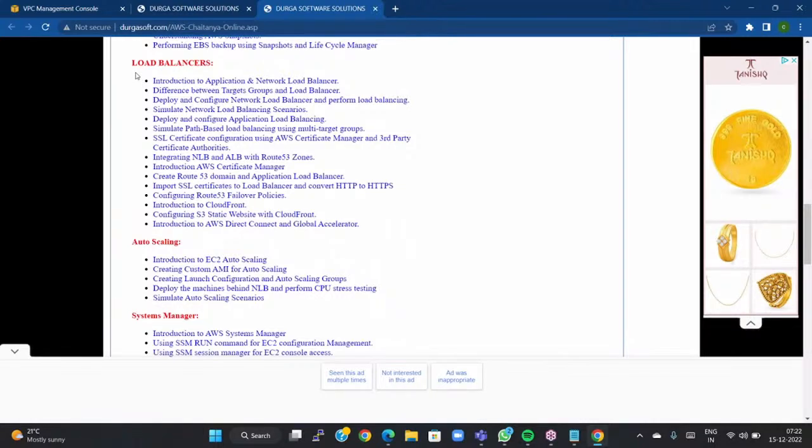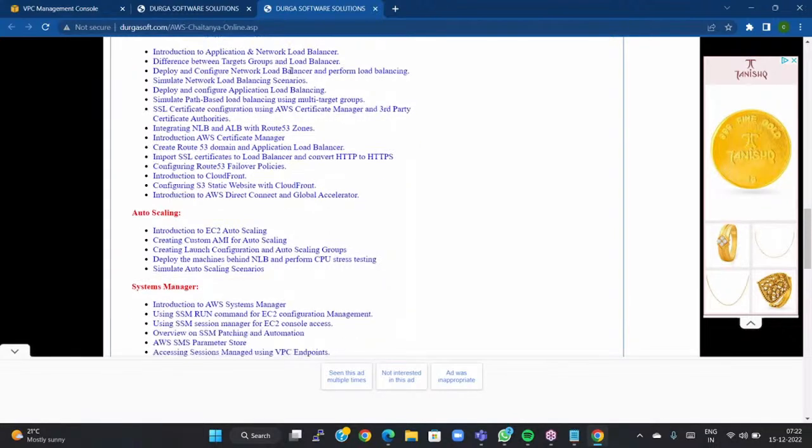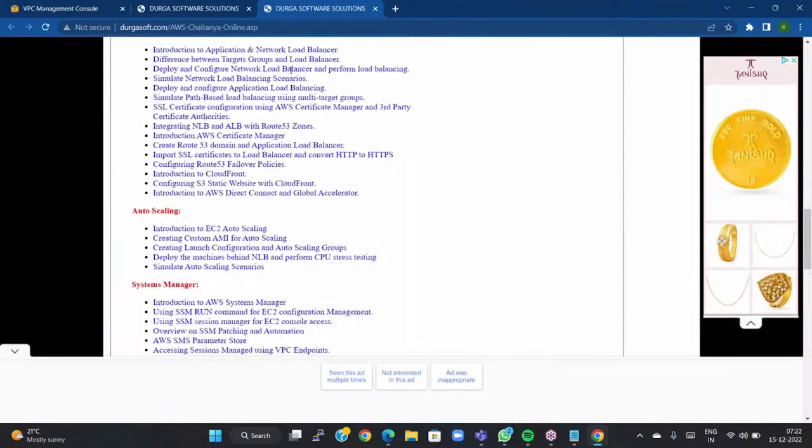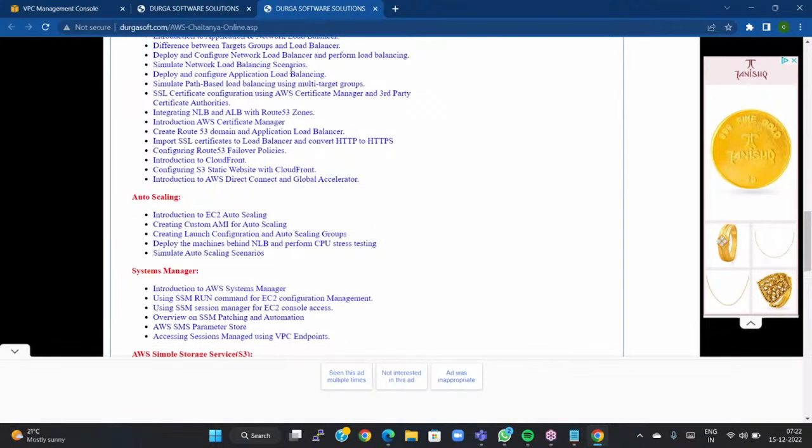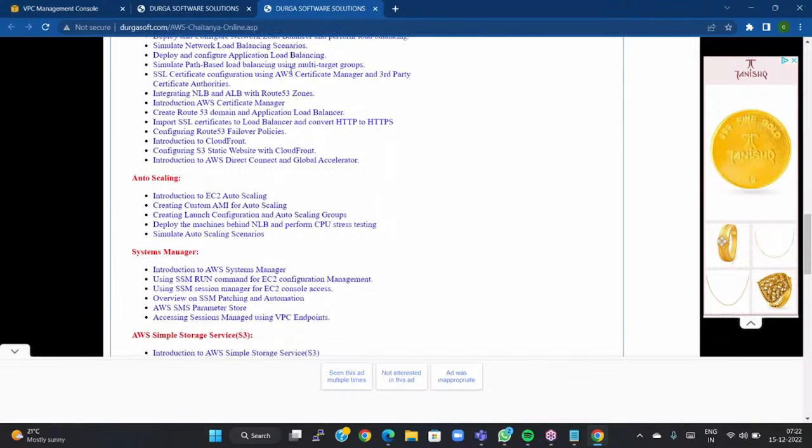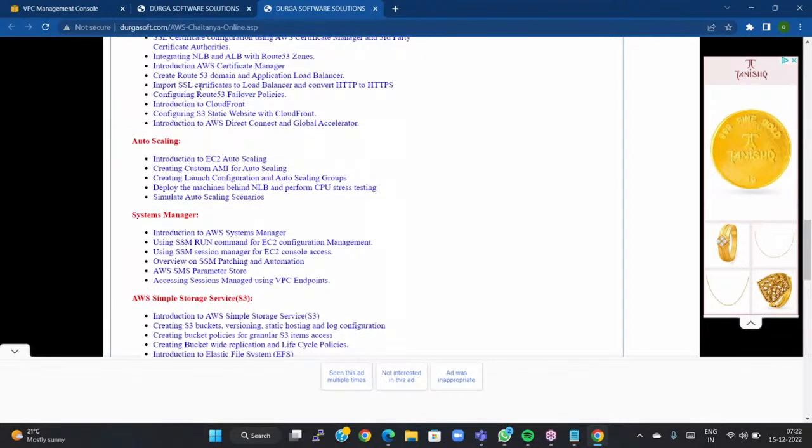Network load balancers and application load balancers, and what are target groups? What is meant by a target group? Then we are going to configure the network load balancer, and then the application load balancer, and then we will go for the SSL certificate with the help of Certificate Manager. Certificate Manager is also one of the services included in AWS itself. In AWS there is a service called Certificate Manager, and how to generate a certificate. These are all the things that we are going to learn.